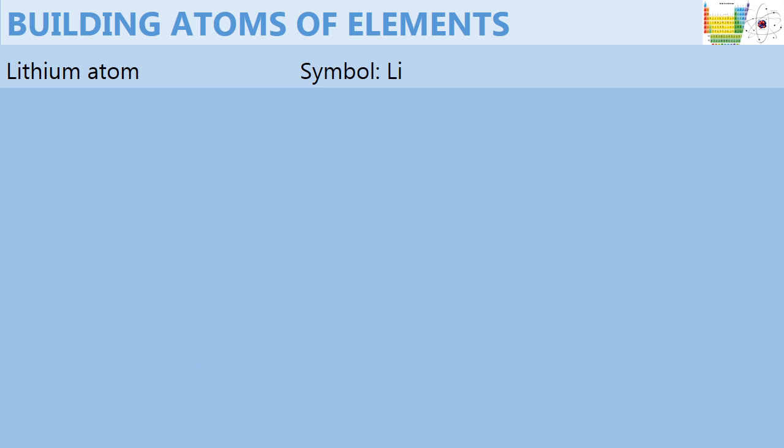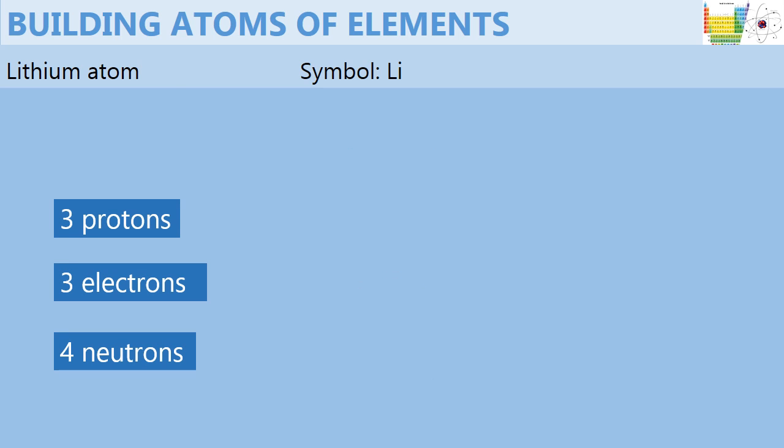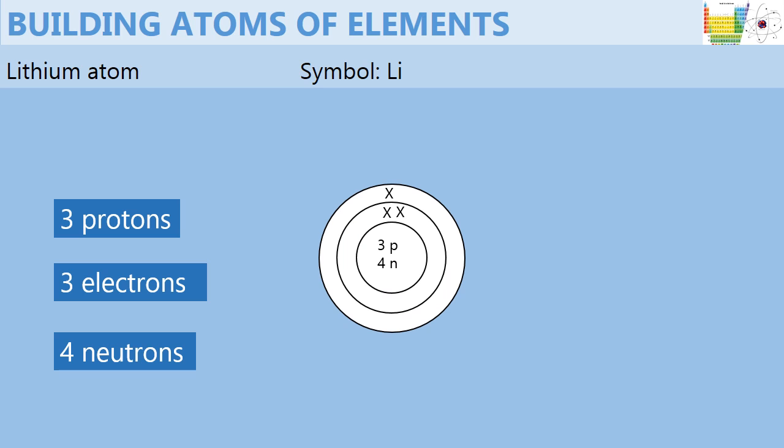The third element is lithium, which is Li. The subatomic particles of lithium are 3 protons, 3 electrons, and 4 neutrons. For us to draw the structure of lithium atom, we're going to use the procedure and come up with the following. Notice that the first energy level contains only 2 electrons, and the third has occupied the second energy level, as you can see in the diagram.